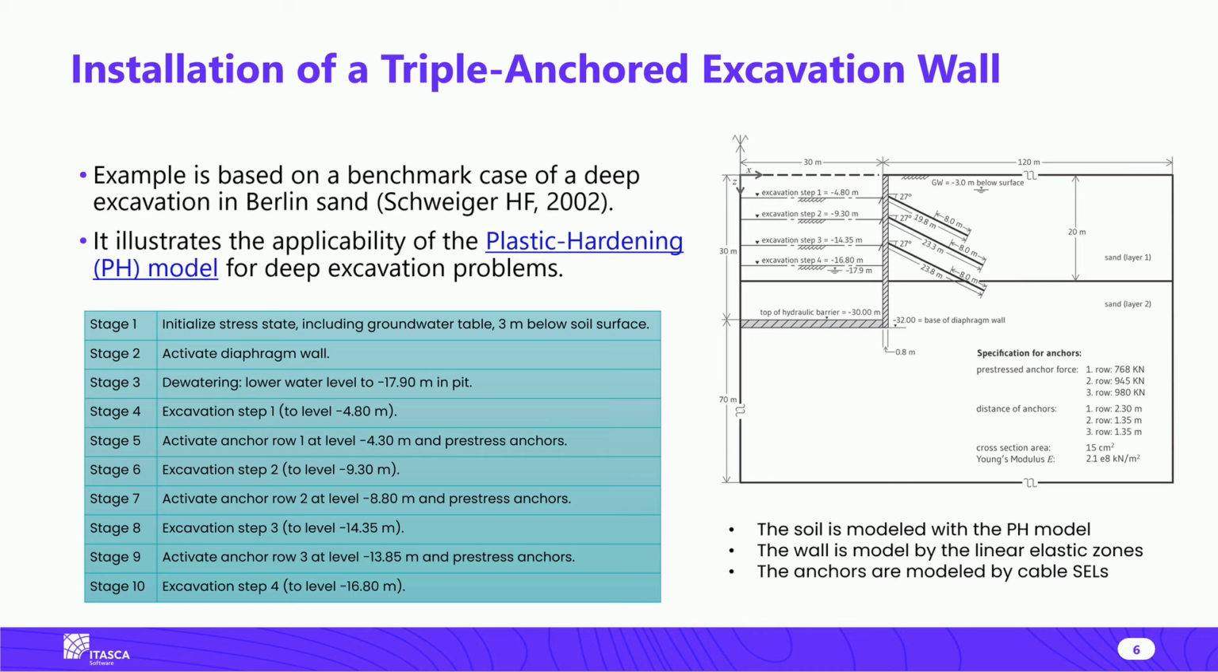Because this example is available in various studies and various sources, I will not go into any details about it. I will just mention that the example consists of multiple excavation stages, dewatering stages, installation of the diaphragm wall, and installation of pretension anchors, and of course cycling to equilibrium after each stage. The anchors are modeled by cable structural elements in FLAC2D, and the diaphragm wall for this particular case is modeled by a layer of elastic zones, even though it can be modeled by beams or liners.